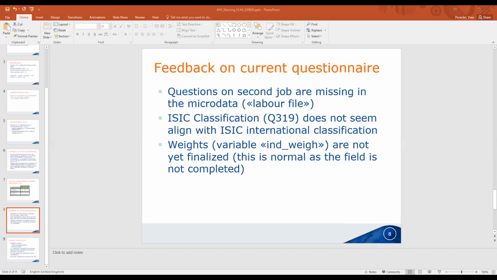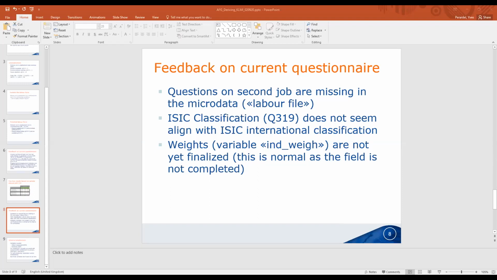But this is not the final sample, right? You're still in the field. Yeah, we are still in the field, but we calculated for this. We consider the coefficient of the non-worker like that. Okay, but there will be more individuals in the final microdata. Yes. Okay, that's fine.